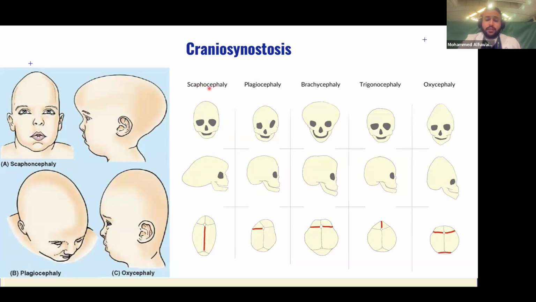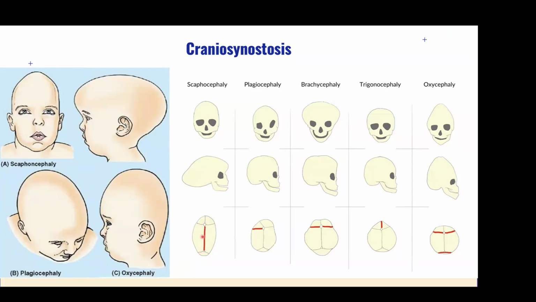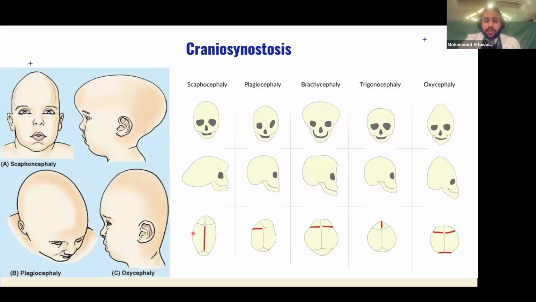So number one is scaphocephaly. Scaphocephaly is closure of the suture. Which one is the suture? Sagittal. Sagittal will allow lateral growth. In this case, can lateral growth happen if there is an abnormal or premature closure? No. So how will it go? Anterior posteriorly. So babies with scaphocephaly will grow anterior posteriorly. So you'll have a long shaped head.